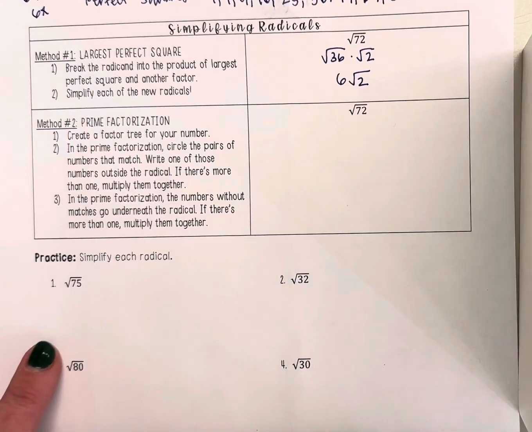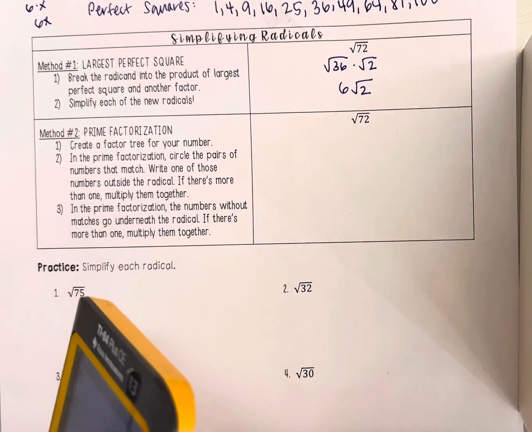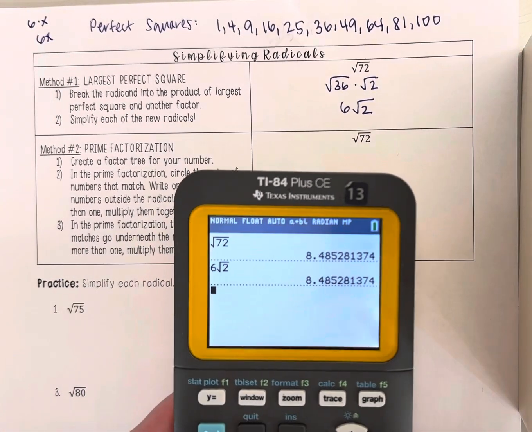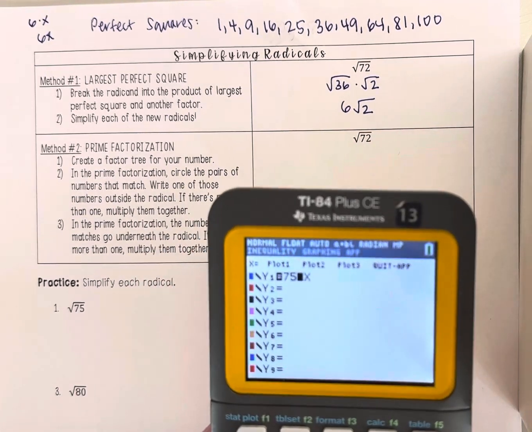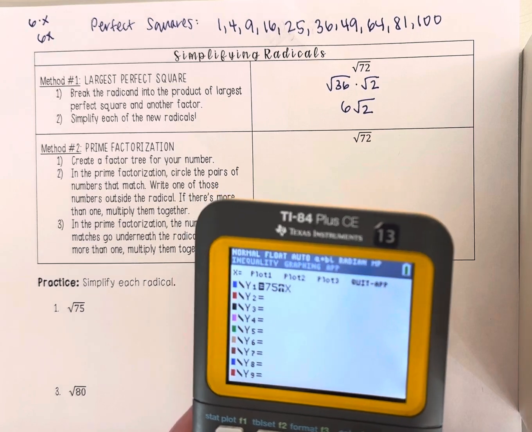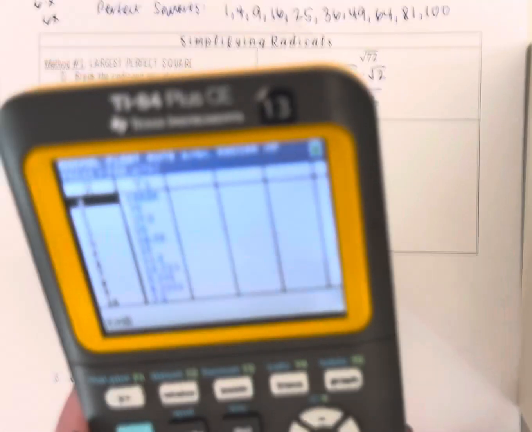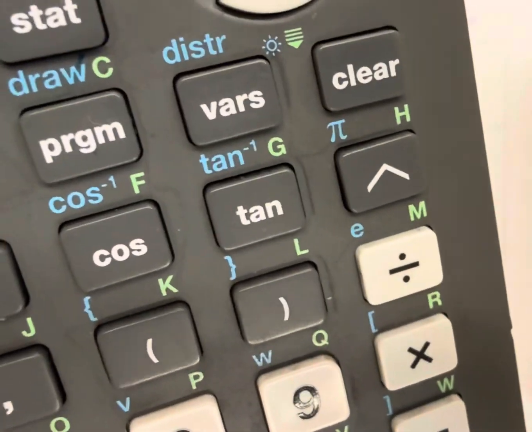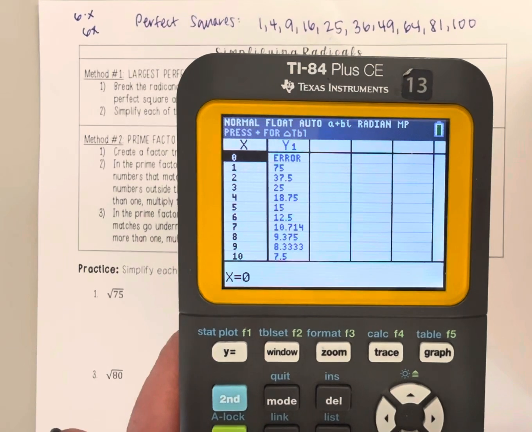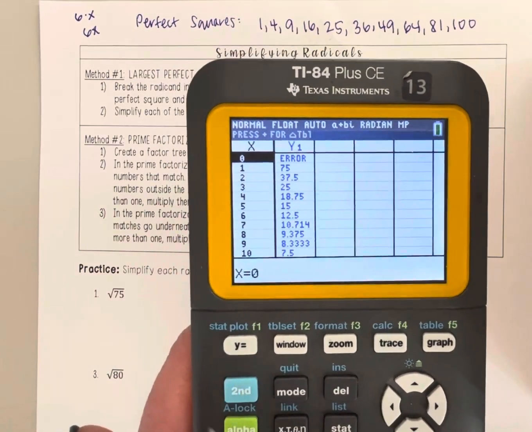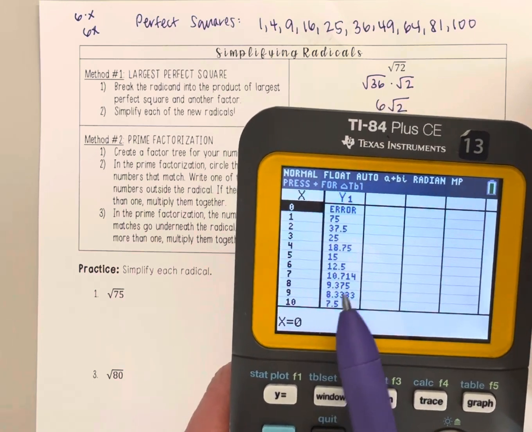All right, so down here at the bottom, say we do number 1, square root of 75. So I go to my calculator. I'm going to pretend like most of you will like your calculator rather than doing it in your head. We go to y equals, type in 75 divided by x. Second graph is going to let you go to the table. Now you're just looking for a perfect square on this list. So you want to find the largest perfect square.